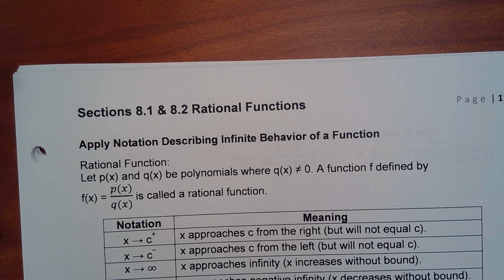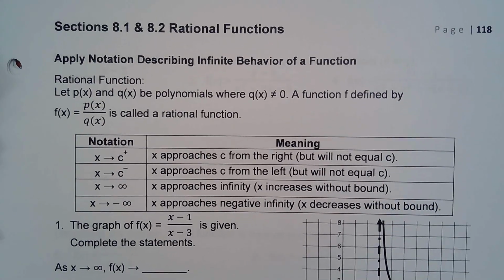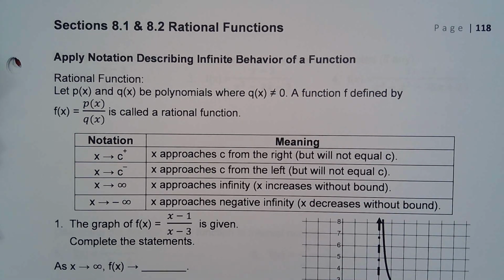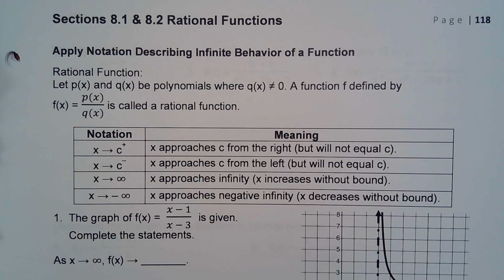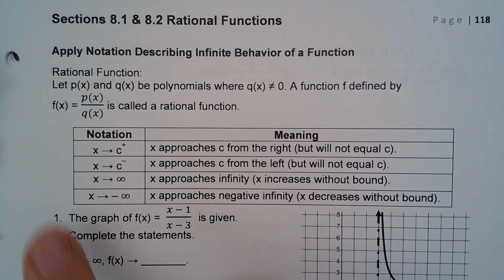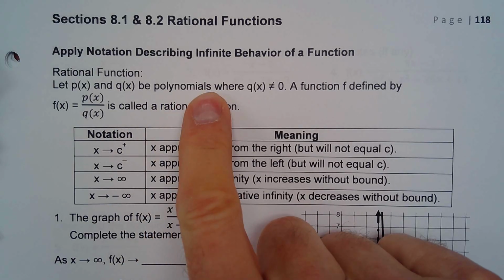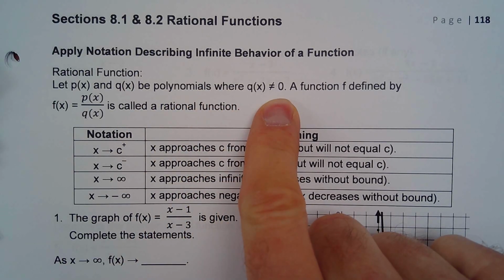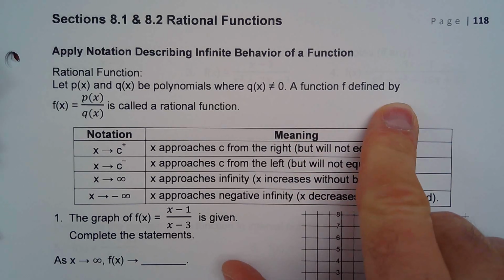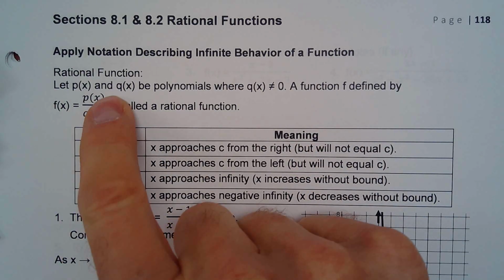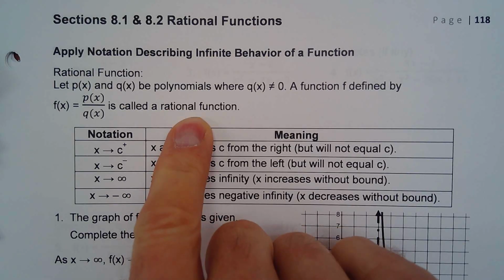So we're going to first define what a rational function is, and we're going to apply notation describing the infinite behavior of a function. So let p of x and q of x be polynomial functions where q of x is not equal to 0. A function f defined by f of x equals p of x over q of x is called a rational function.